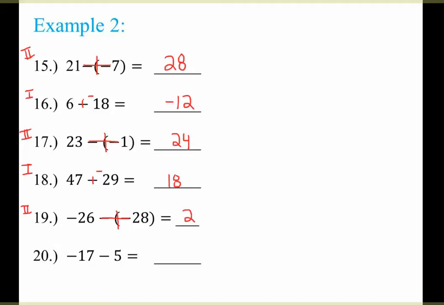All right, number 20, -17 minus 5. Notice you see just a minus sign in between there. That makes it a type 1 problem. Okay. Minus sign changes into plus a negative. -17 plus -5. That's get mugged twice. You lose 17, you lose 5. You've lost 22.